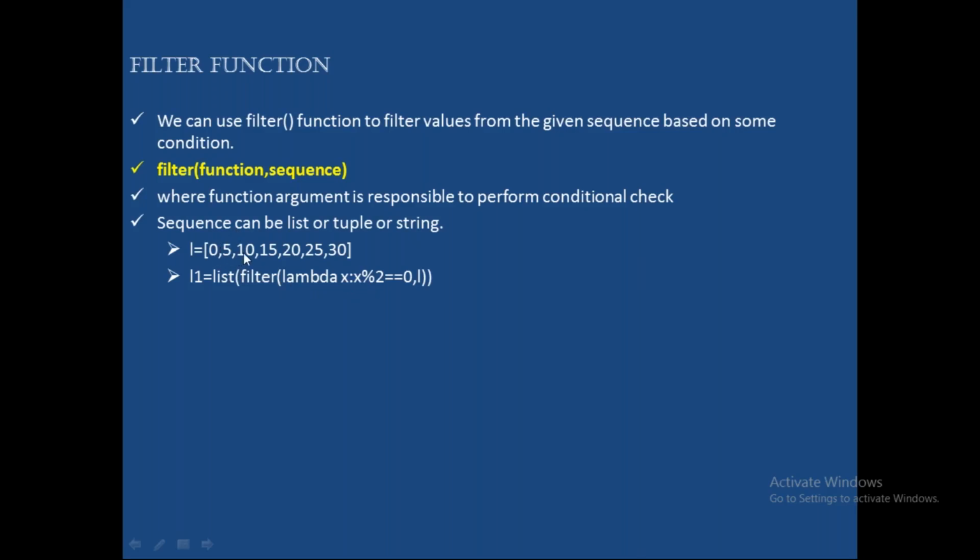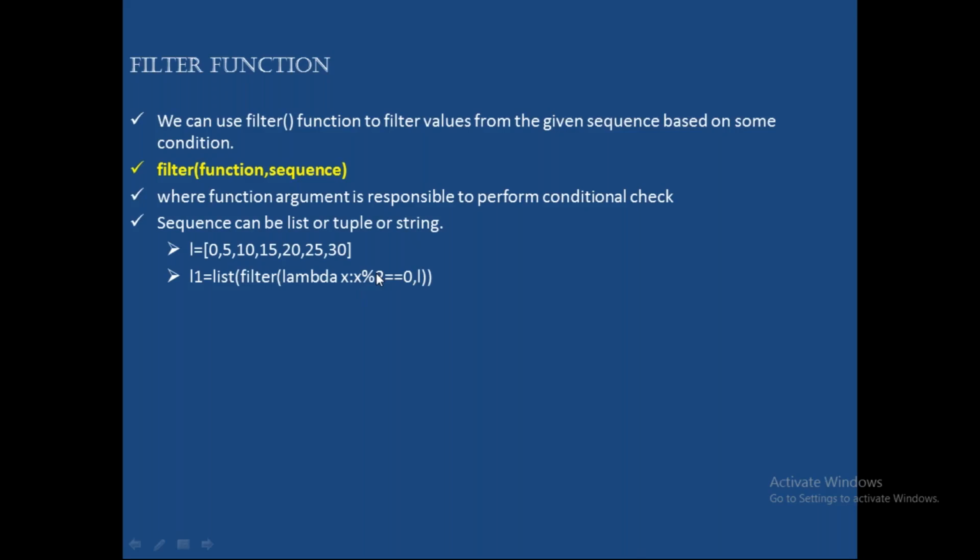Next is 10. In this filter, I am passing L as the sequence. The first argument is my lambda function, and to this lambda function I pass one by one the values from this list. First I passed 0, it returned true. Next I passed 5, it returned false. Next I am going to pass 10: x is 10, is 10 % 2 equal to 0?